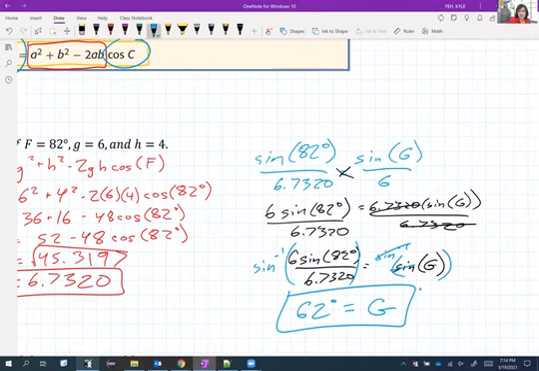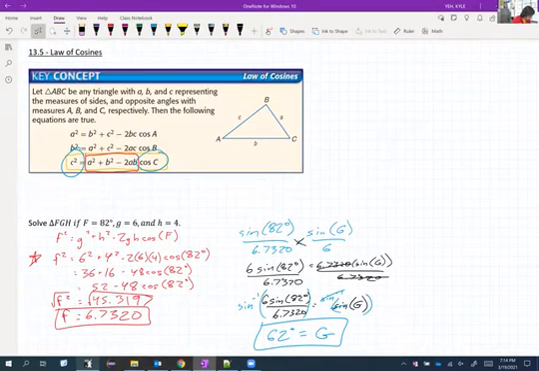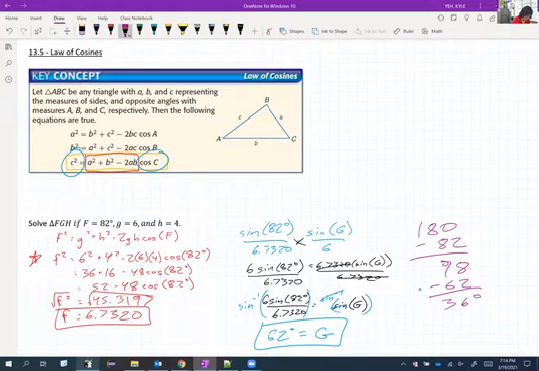So, okay. Side length G was 6, so it was smaller than side length F. So it makes sense that my angle G would be smaller than angle F. 62 is smaller than 82. I'm feeling good about life. I did one law of cosines to find side length F. I did one law of sines to find angle G. And at this point, to find angle H, I'm just going to subtract my two known angles, because I know they have to add up to 180, and I think that's the quickest way to do it.